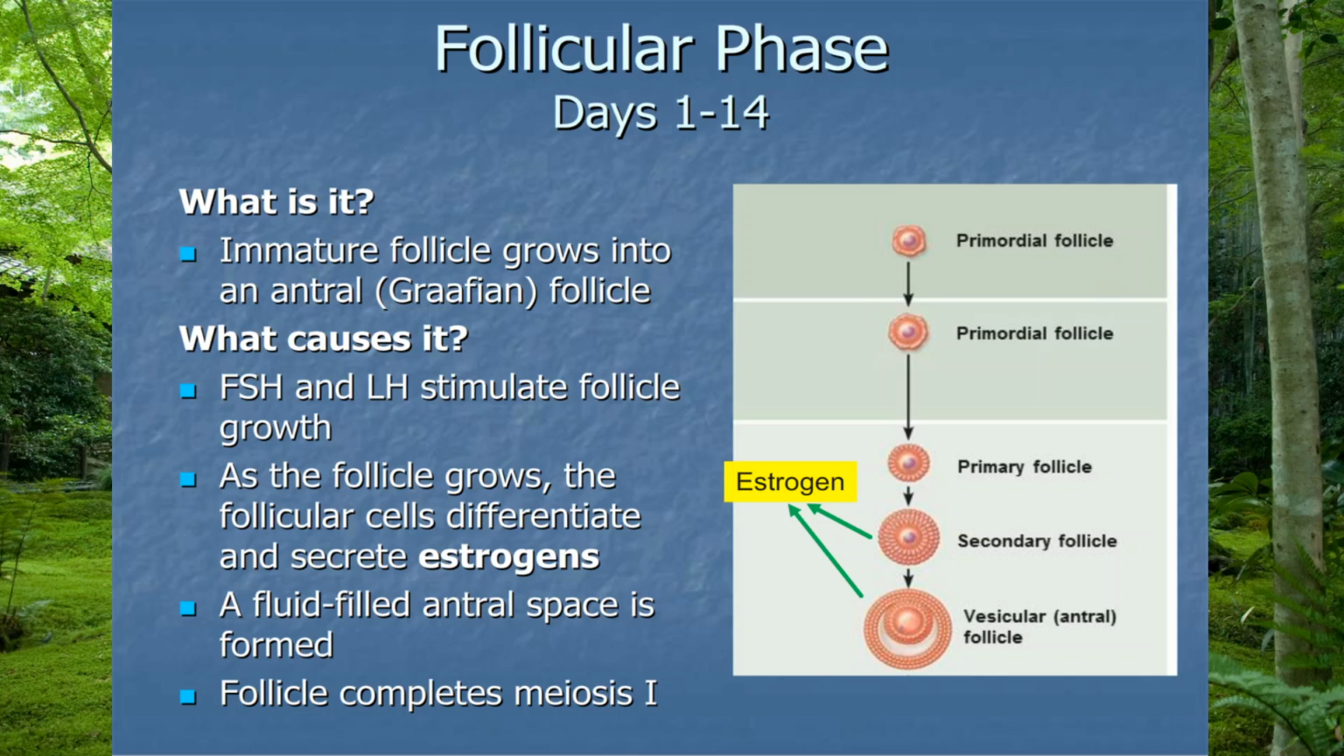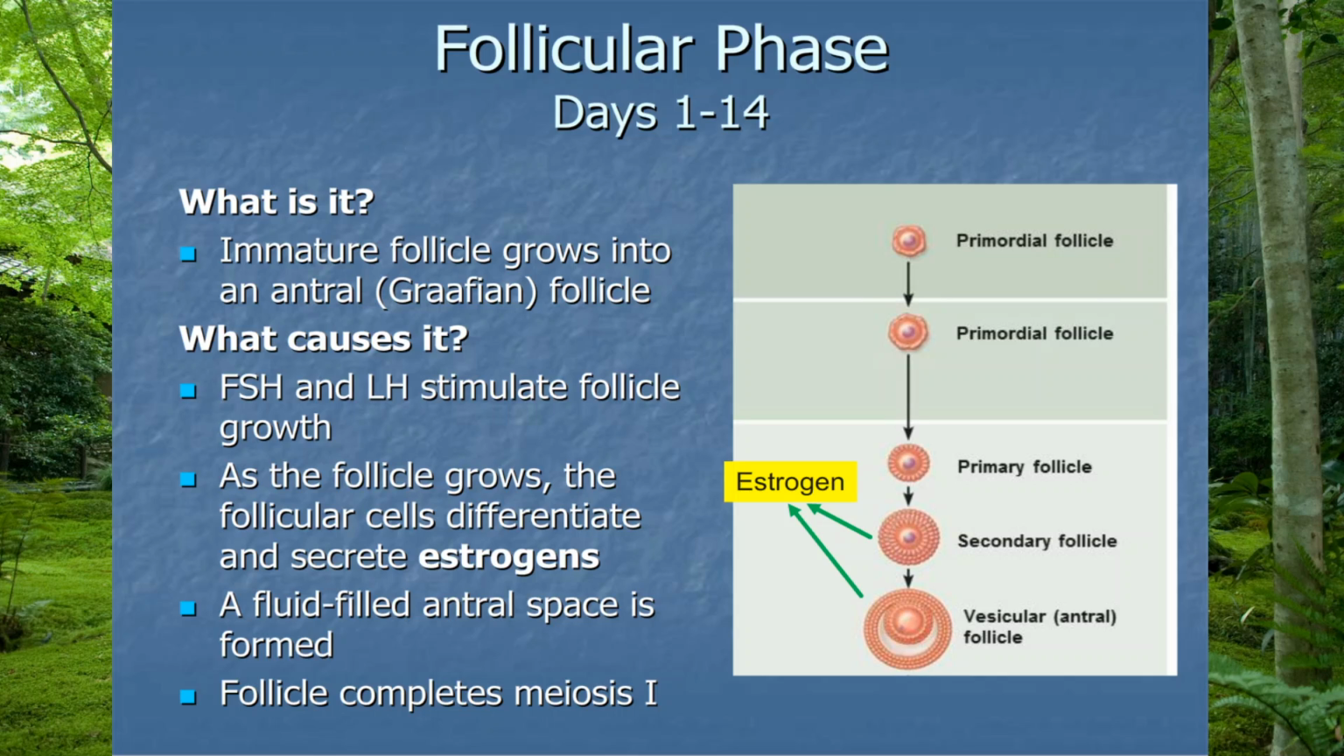And this follicle that has an antrum is called an antral follicle or a Graafian follicle. And this is going to be the follicle that ruptures during ovulation. Now, it's important to realize that we don't go from primordial follicle to vesicular or antral follicle all in 1 month. Basically, it takes several cycles for a follicle to go from primordial to vesicular. Typically, it's going to take somewhere between 11 months and 1 year.